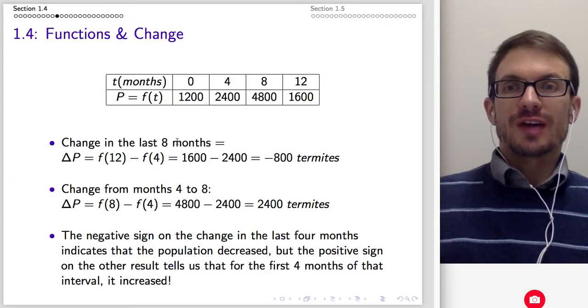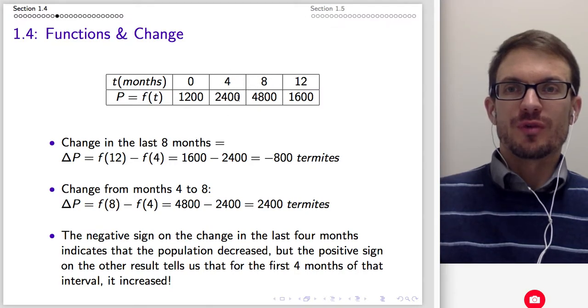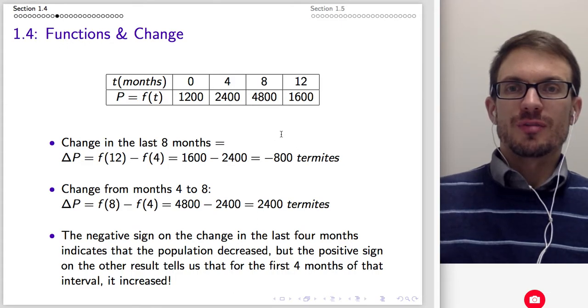So the change in the last 8 months, this is just f of 12 minus f of 4. Well, f of 12 is 1600, and f of 4 is 2400, so 1600 minus 2400 is minus 800 termites. We lost 800 termites when we go from month 4 to month 12.